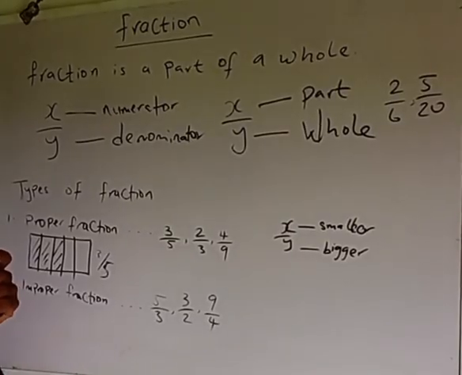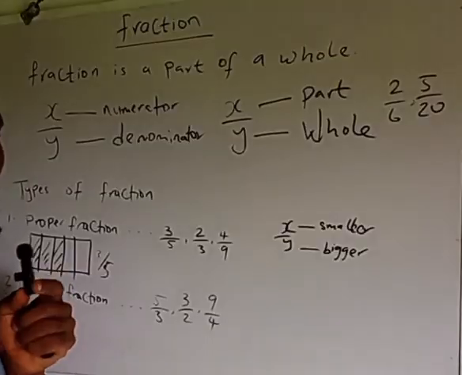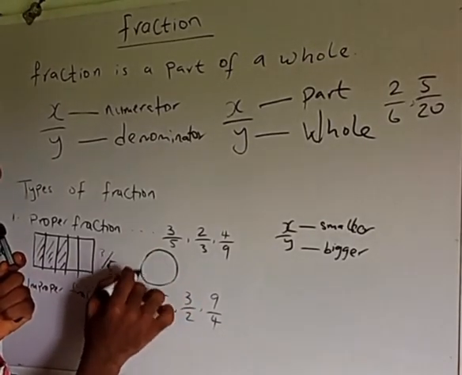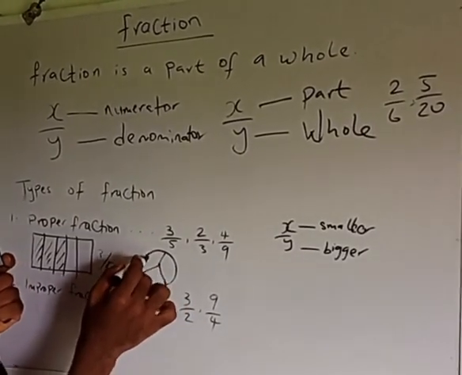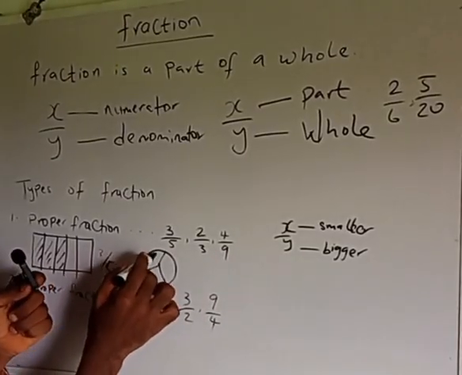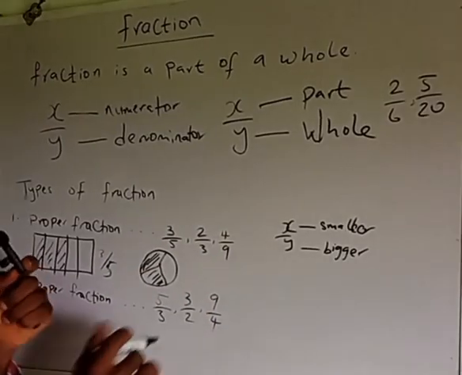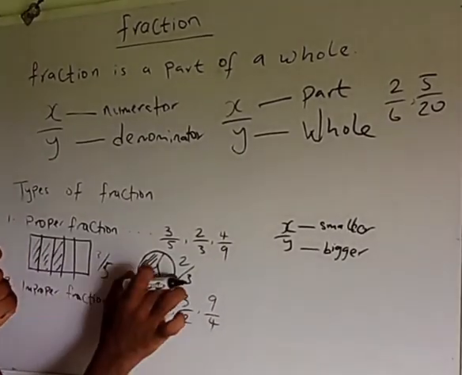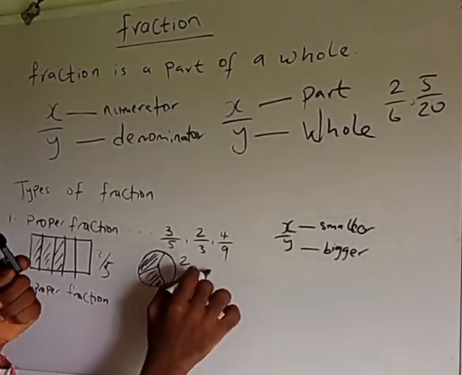Just follow me. Now, when we have 2 over 3, 2 is the part and 3 is the whole. Let me now draw something like this. This one, let me use a circle to illustrate it. I'm going to pick 2 out of 3. So for me, 2 is the part and 3 is the whole. So this is 2 over 3. The whole is 3. The part is 2. Is that okay? Now let me do 4 over 9.